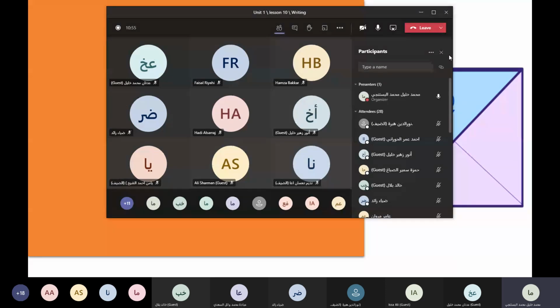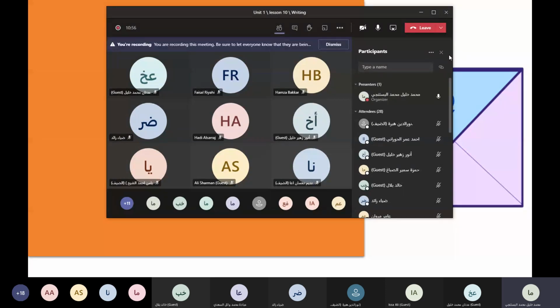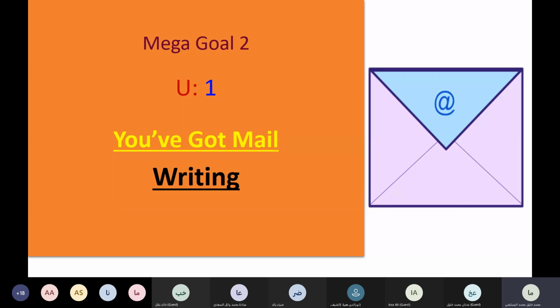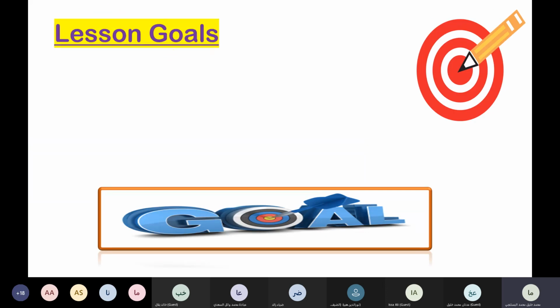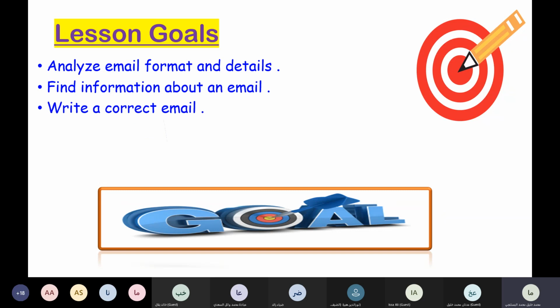Okay. Today we are going to start with the writing section. Look at your books on page 14. Now here, before we start, we want to talk about the objectives, or the goals, of the lesson.